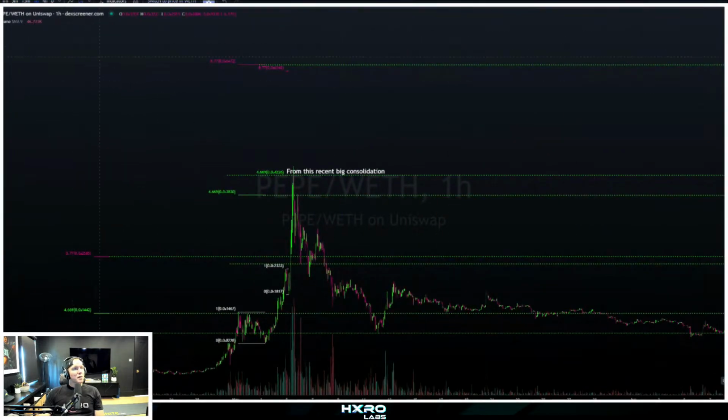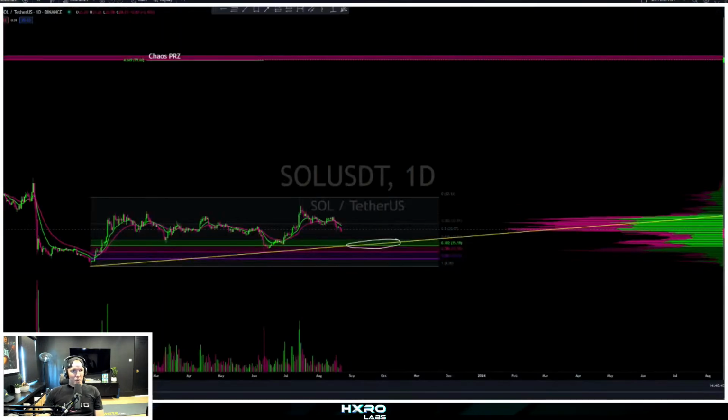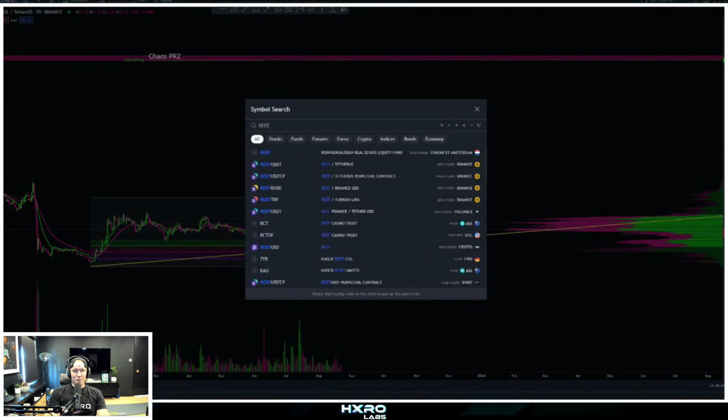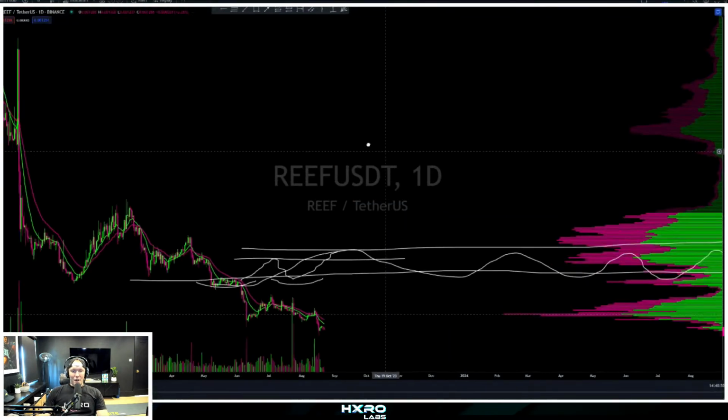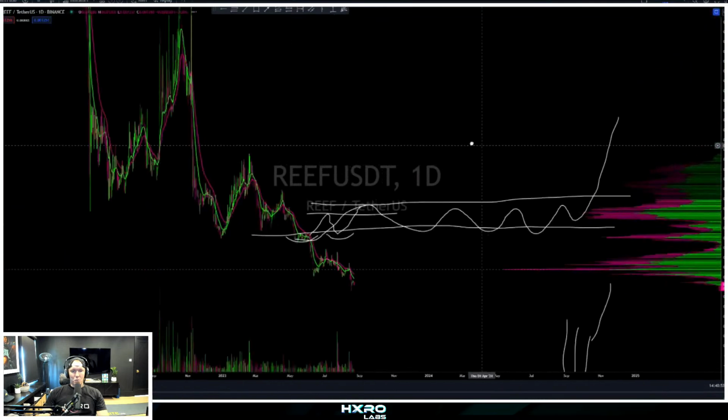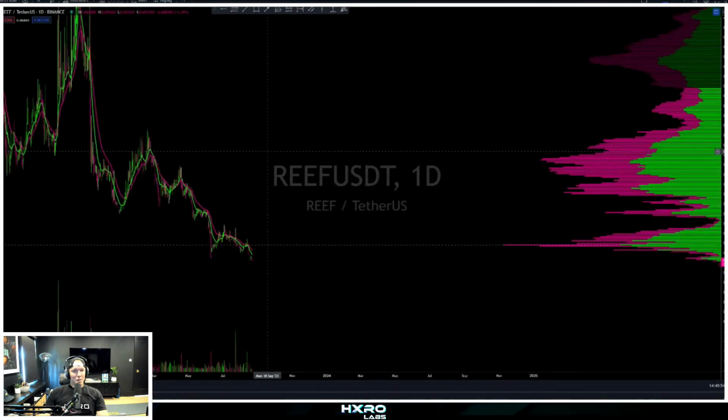Any other questions? Can you take a look at REEF and MATIC? Yeah, let's take a look at some coins. Let's do a few requests, and we'll see if we can just apply these live and direct. Looks like I have a whole bunch of squigglies on here from way back when. Let's get rid of those.